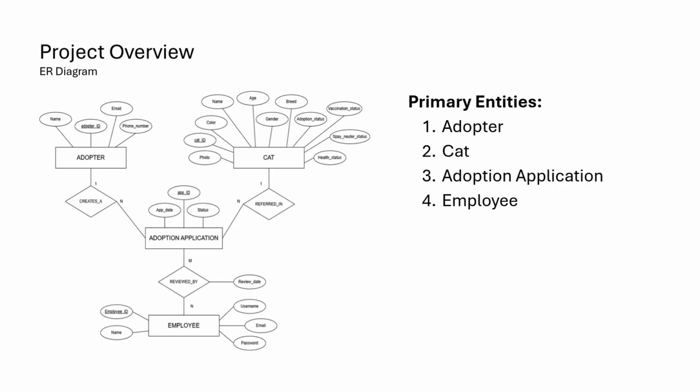To provide a better understanding of how our system is organized, here is the entity relationship diagram for our database. Catalog is built around the following main entities: adopter, cat, adoption application, and employee. The diagram shows how these entities are connected. For example, each adopter can submit one or more adoption applications, each application is linked to a specific cat, and applications are reviewed by employees. This structure forms the foundation of our backend and ensures the data remain consistent, organized, and ready to support the features we wanted to include.